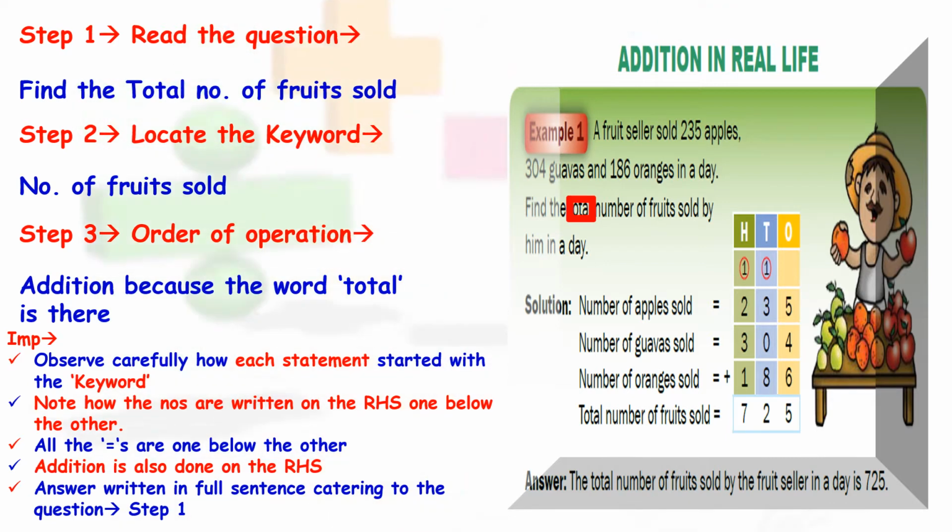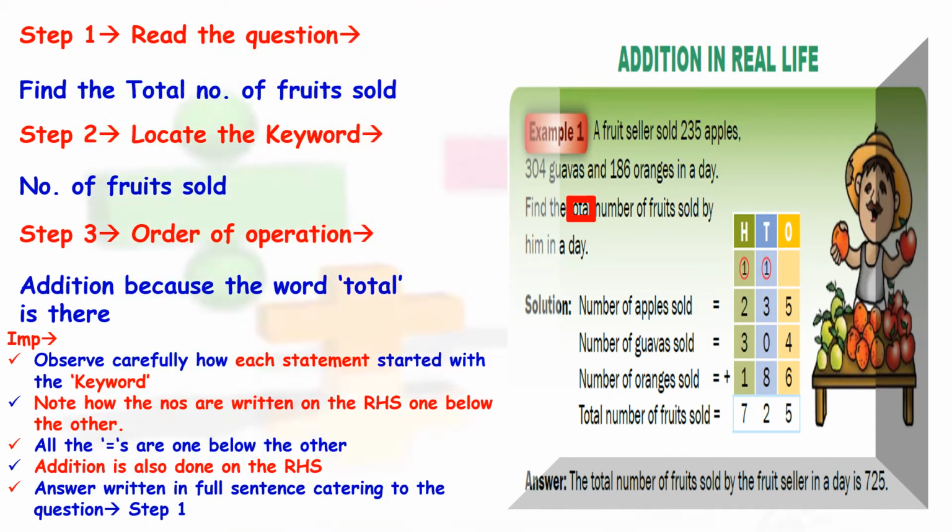All of you must read the example in your mind and then let us find out the question. So the question here is not a fruit seller sold 235 apples. The question is find the total number of fruits sold. Next, we have to locate the keyword. So what is the keyword? The question is find the total number of fruits. So the keyword will be number of fruits sold.